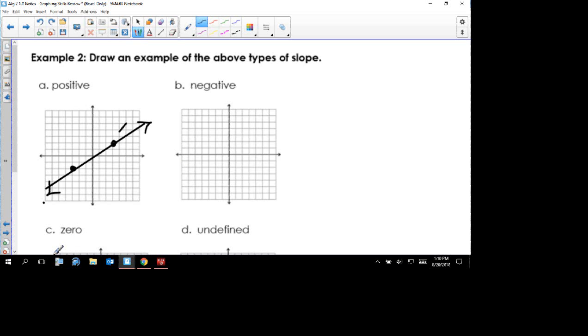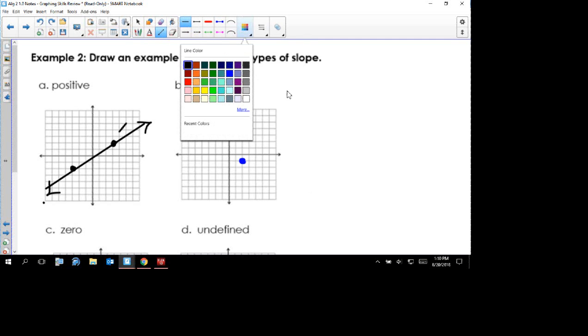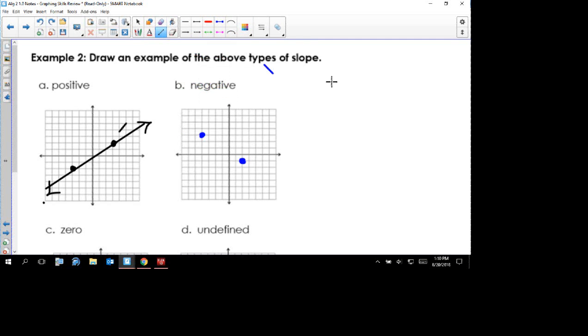Okay, the second one is negative. So I'm going to pick a point. And what should I pick to the right to make it negative? Something lower. So it needs to go negative.